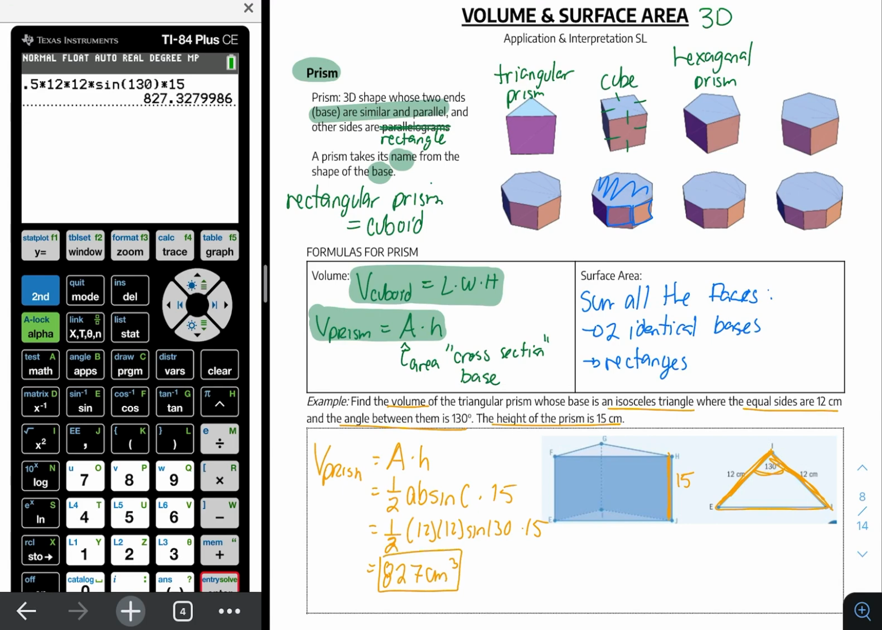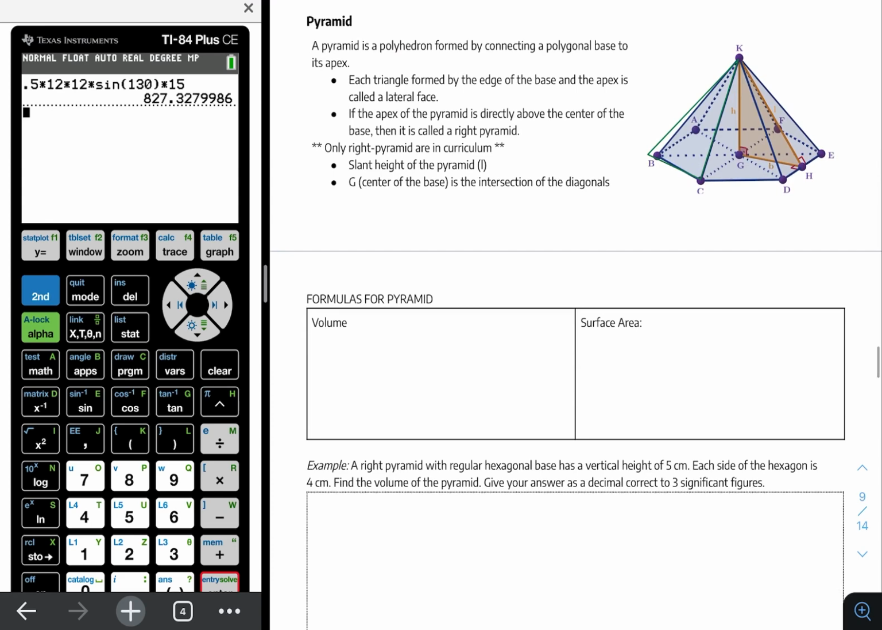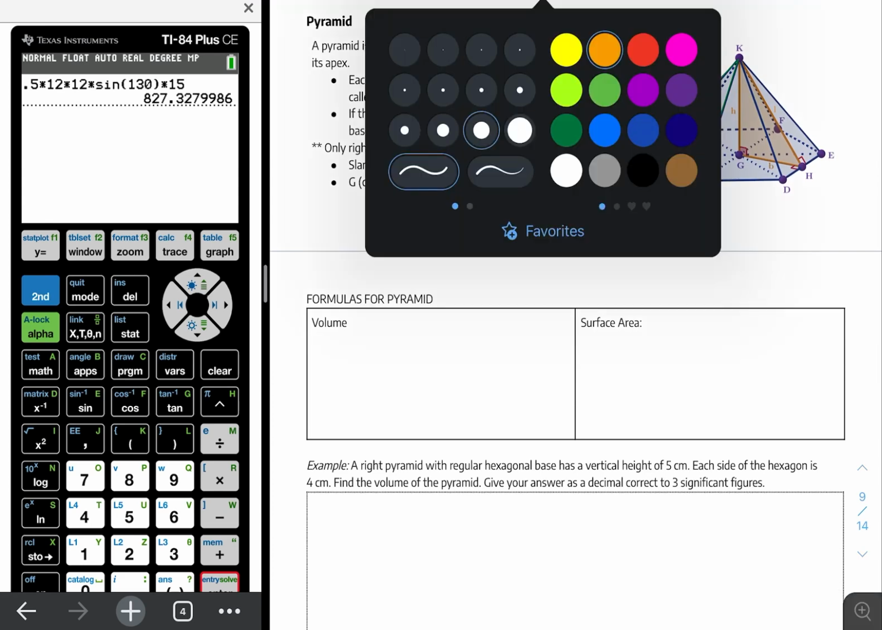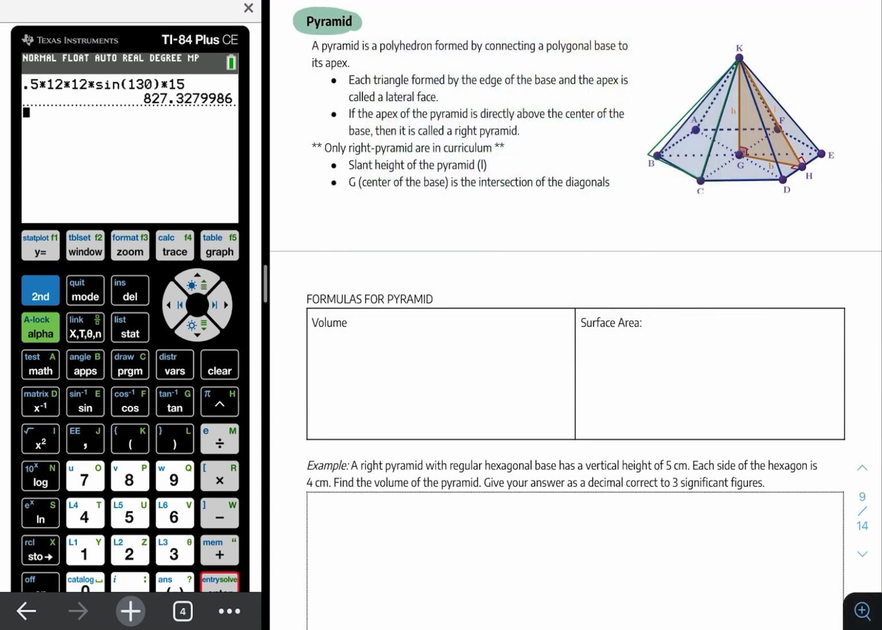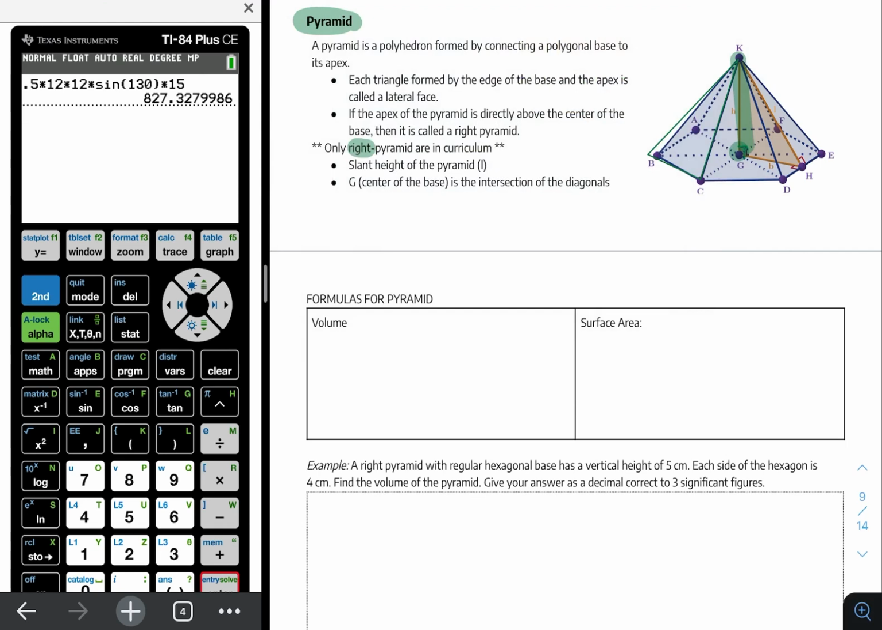Now let's look at the other shape. The next shape we're going to look at is a pyramid. And in this course, we're always going to be looking at a right pyramid. So whenever you see the word right, it simply means that the apex is directly above the center of our base. So it forms a 90-degree angle at the bottom here all the time. And what is a pyramid? Well, a pyramid is any base whatsoever.